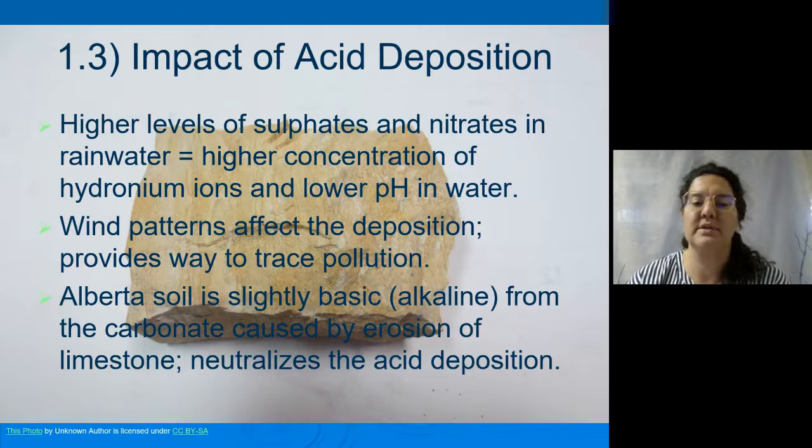Now, because Alberta's soil is slightly basic or alkaline, because of the carbonate caused by erosion from our limestone foundation, this typically will neutralize the acid deposition and limit the environmental effects that we see from acid deposition.